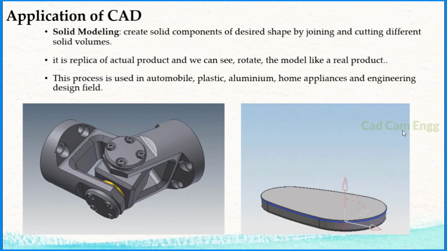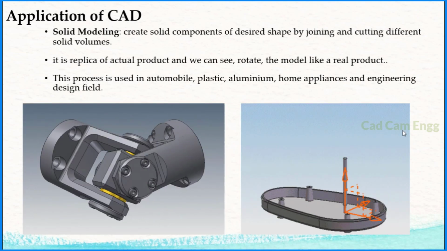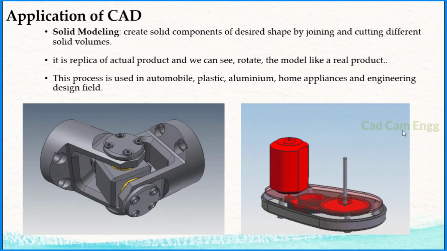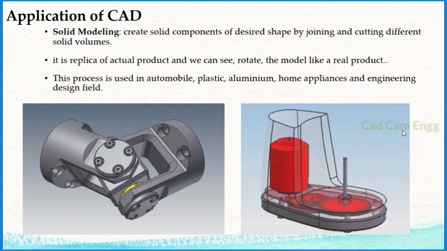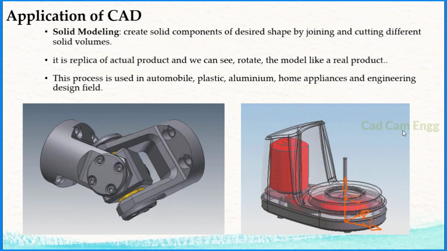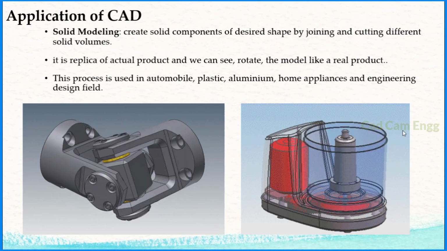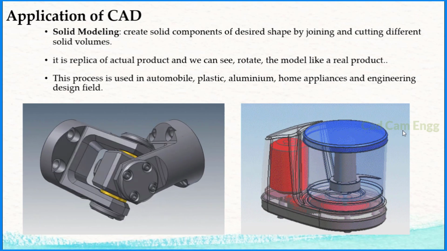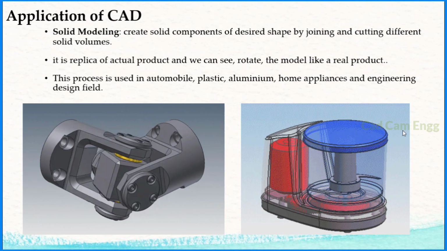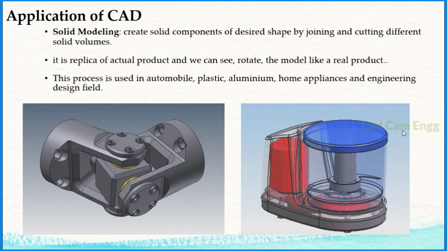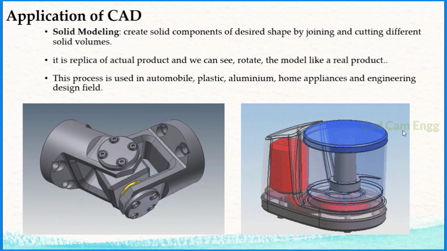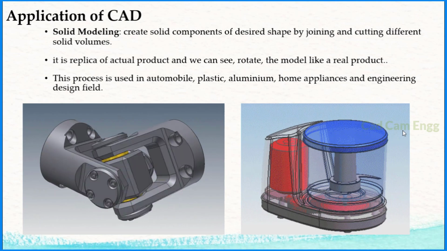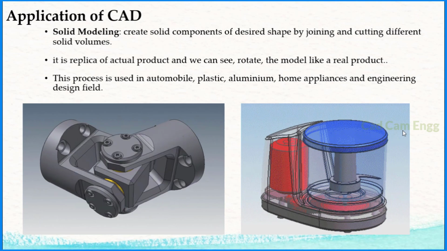So first, let's enter solid modeling. This is very basic in CAD applications, because a solid model is what we call a 3D model. If you create one 3D model, it's very useful for making a mechanism, and it can be rotated, stretched, and have its colors changed. These 3D models are used in almost all kinds of engineering industries, especially automobiles, plastics, aluminum industries and home applications. In all engineering fields, they use 3D models.